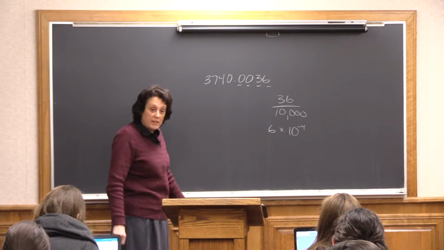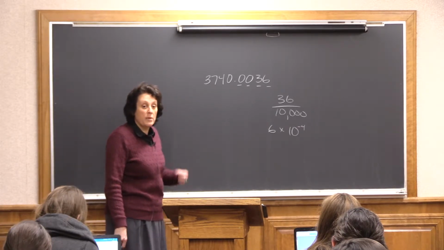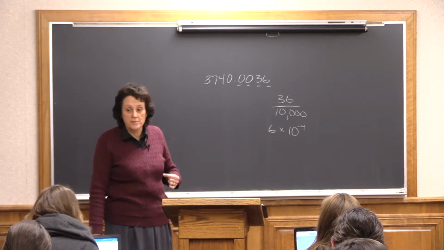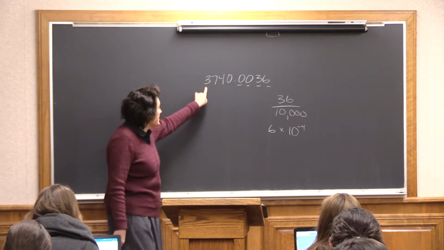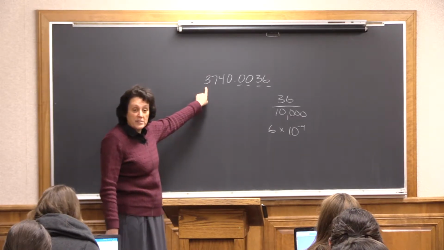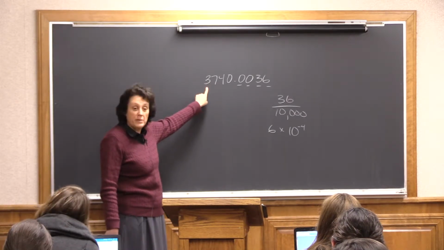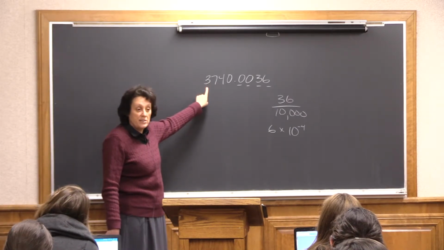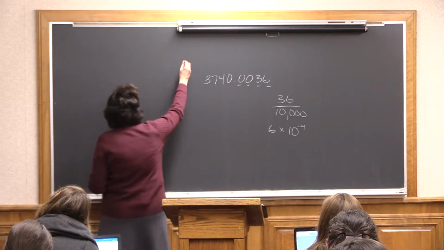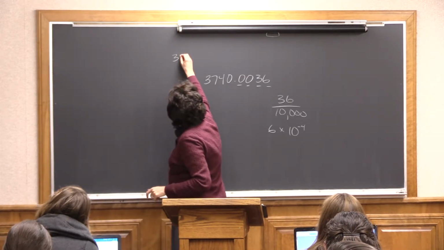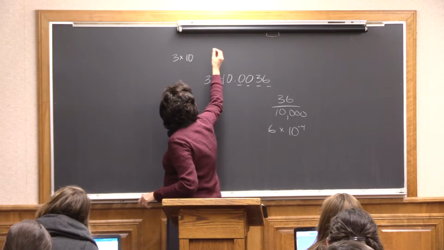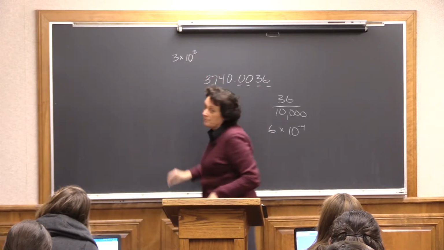How would this number be written in expanded form using exponents? This is the thousands place. That corresponds to what power of 10? Thousands place is what power of 10? 10 to the third. Okay, so if we were going to write this in expanded form, it would be the 3 is equal to 3,000.